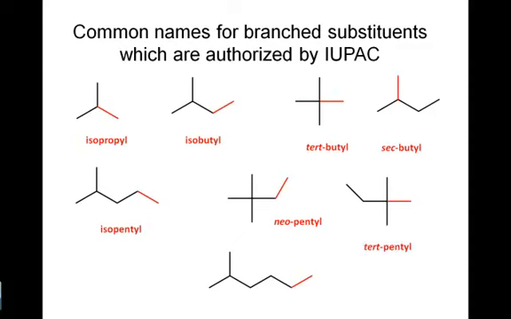If we attach at the opposite end of the chain, or in other words, we take the isopentane molecule and attach it to a parent chain at the tertiary carbon, then we call that tert-pentyl. And finally, we have the isohexyl group. So all of these names are authorized by IUPAC.